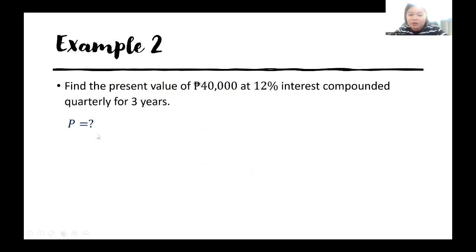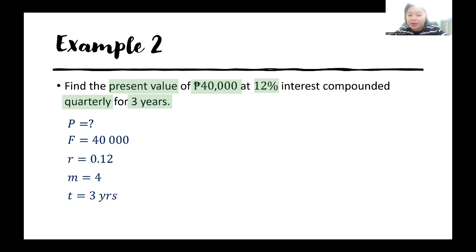Find the present value. So we're asked to solve for the P of 40,000 at 12% interest compounded quarterly for 3 years. Okay? So, of course, the present value, P is what we're looking for. Okay? And then we also have 40,000. So this is our future value. And then we have 12%, which is our rate at 0.12. Interest compounded quarterly, so that would mean our M is 4. Okay, and then we have 3 years, so your T is 3.